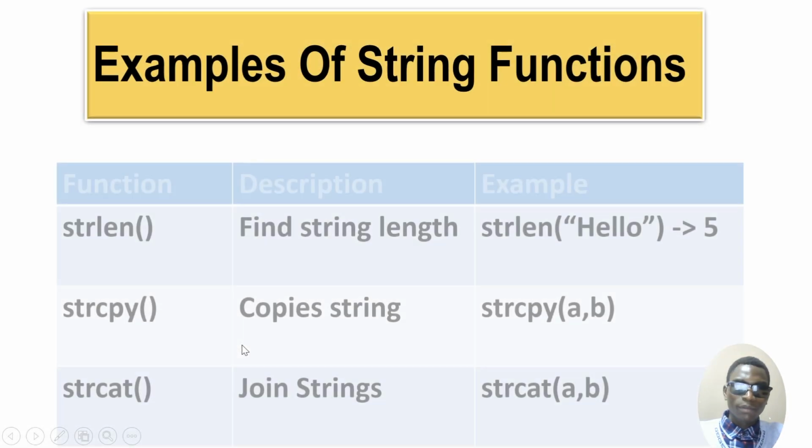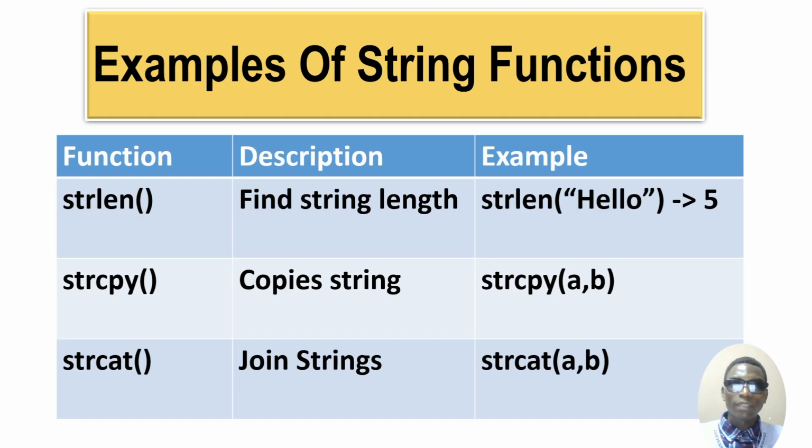Then here let us see some examples of string functions. Here there is what you call strlen, string length. This is used to find the length of a certain string. For example, here strlen with our word, which is hello. The output will be 5 because we just count 1, 2, 3, 4, 5. So the output is 5 as we have just 5 characters here.